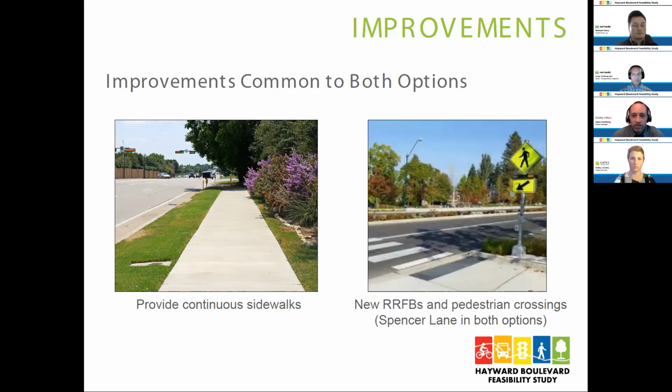I'm sure you've seen those around town. It's the little rectangular lights that flash really quickly when a pedestrian pushes the button. That's been shown through numerous studies to increase driver yielding, which makes it a lot safer and more comfortable to cross the street. And so we have this proposed at Spencer Lane in both options, and at Parkside in one of the options. Next slide, please.